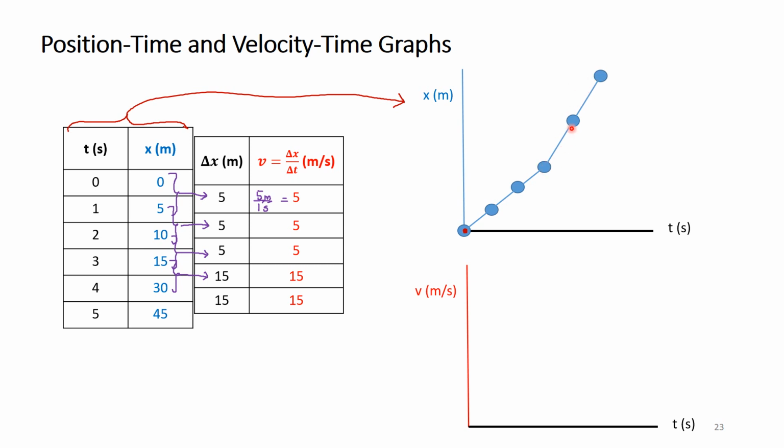So you can see that up to time of 3 seconds, we have a straight line, and then beyond that we have another straight line which slopes up more because this velocity is greater. Okay, so this is the position-time graph.